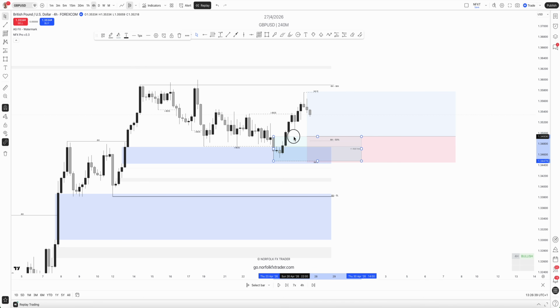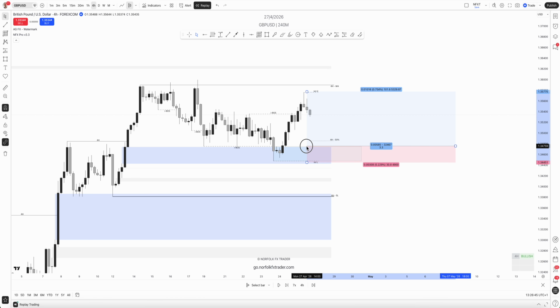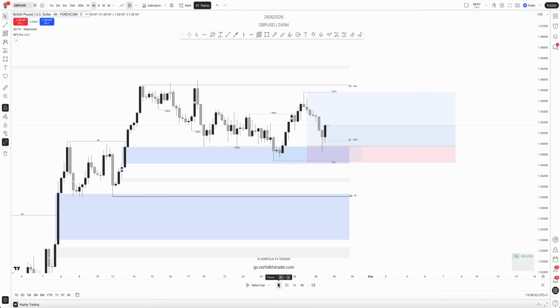So for me, I want to see it come back into this lower zone to take this trade. If it doesn't, then I'll let the trade go. That's how we want to look at this: we want to increase that risk to reward. Let's just fast forward this now so you can see what happens.